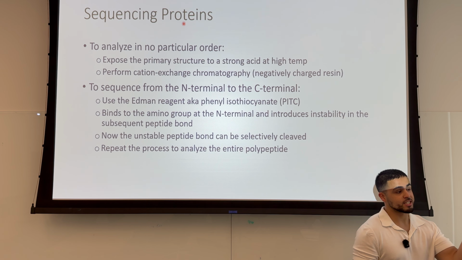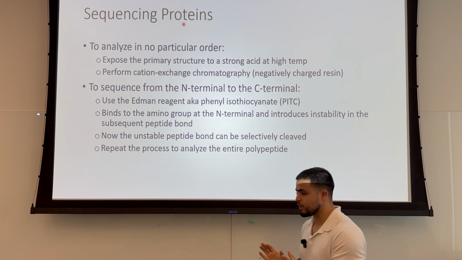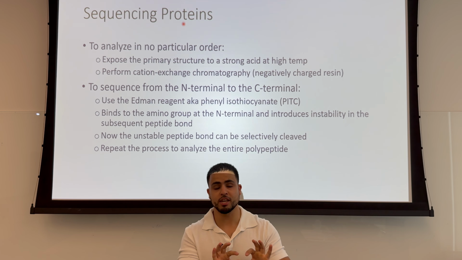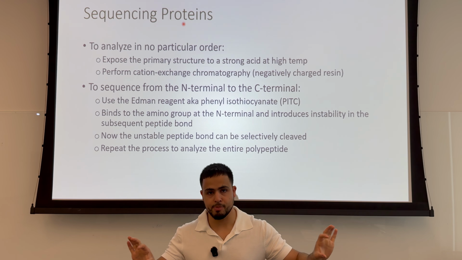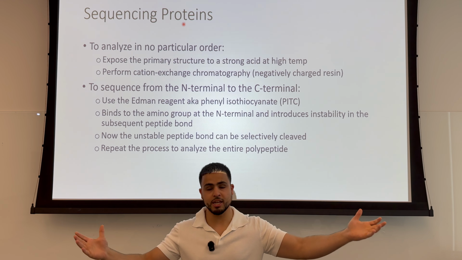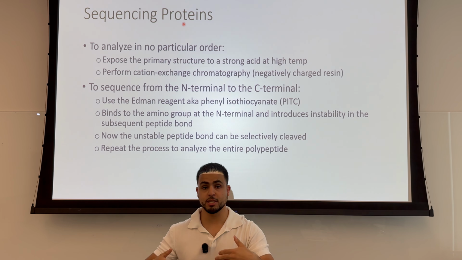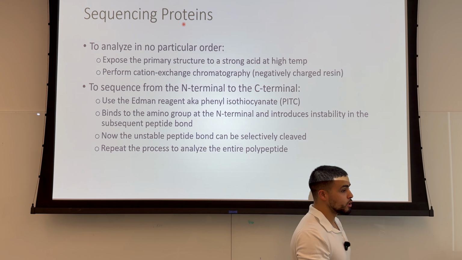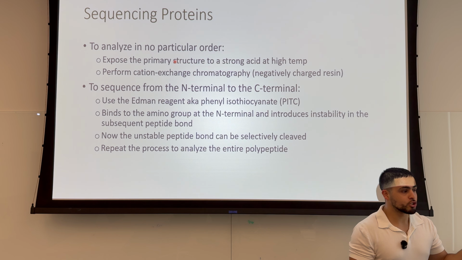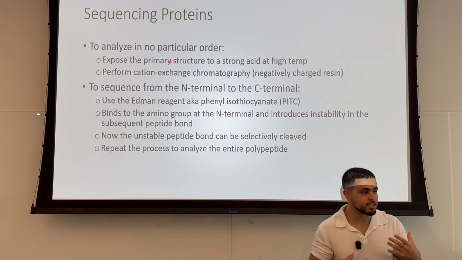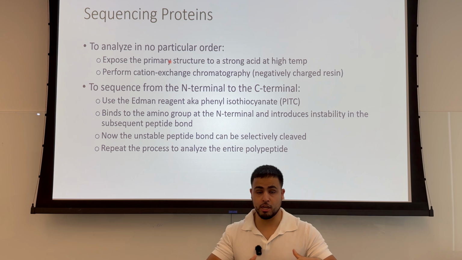So now let's talk about the sequencing of proteins. And here we're specifically referring to the sequencing of that primary structure, the polypeptide. So you've unfolded your protein and now you want to determine what amino acids exist within your protein. So you can use cation exchange chromatography if you want to analyze the polypeptide in no particular order.